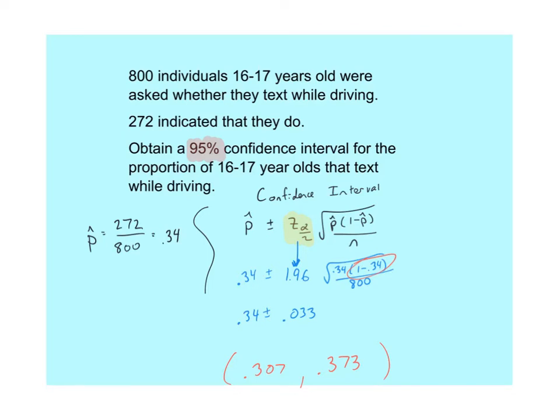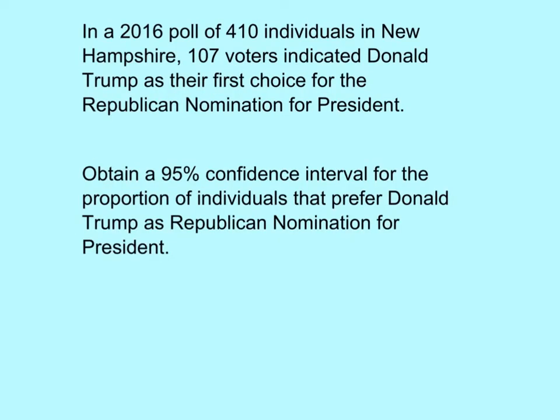In our next example, we go back to politics in 2016, and we have a real poll out of New Hampshire where we have 107 voters indicating Donald Trump as their first choice for Republican nominee for president out of a sample of 410 individuals. And I'm going to change that 95% confidence interval just to give you an example of one where we have to find it on our own. We're going to obtain a 92% confidence interval for the proportion of individuals that prefer Donald Trump for Republican nominee as president out of all the voters in New York State. So we're taking a sample and using it to draw a conclusion, make an inference about a whole population.